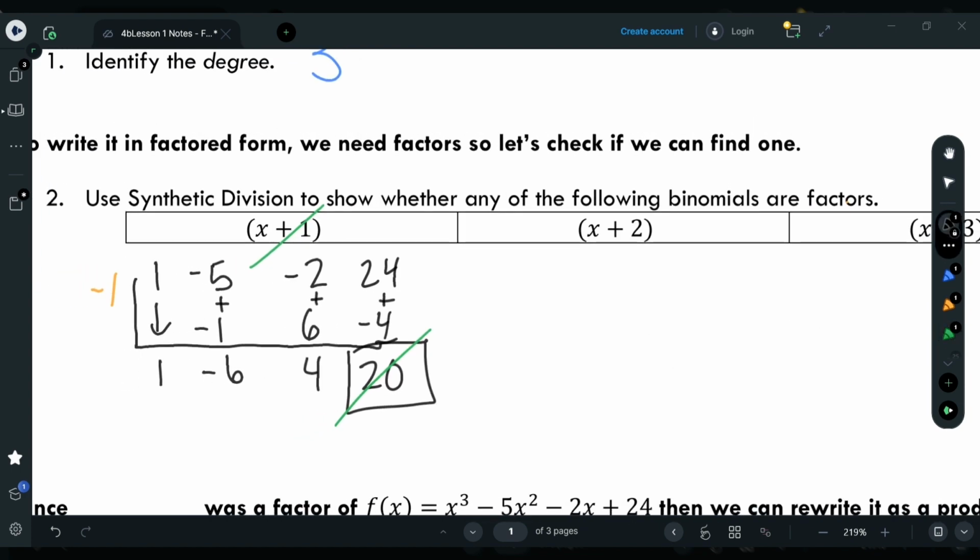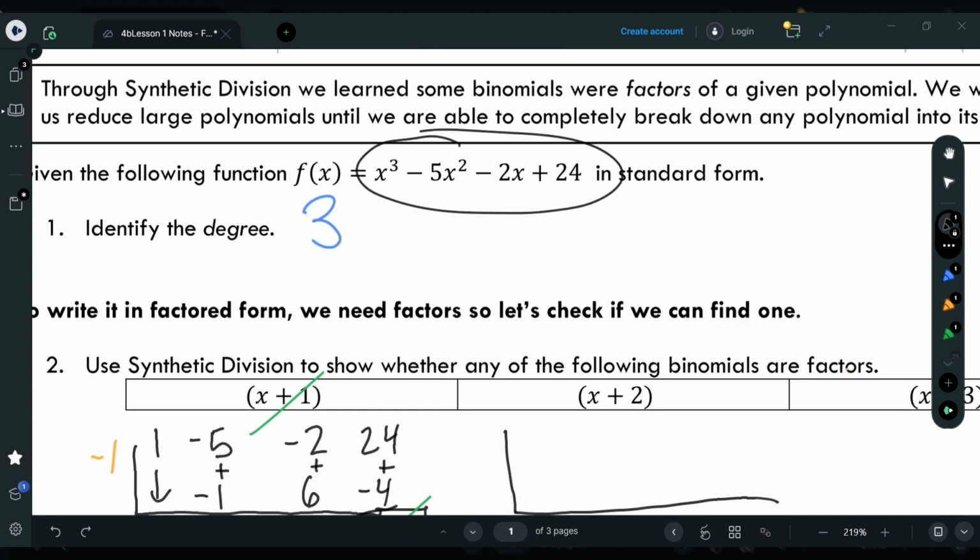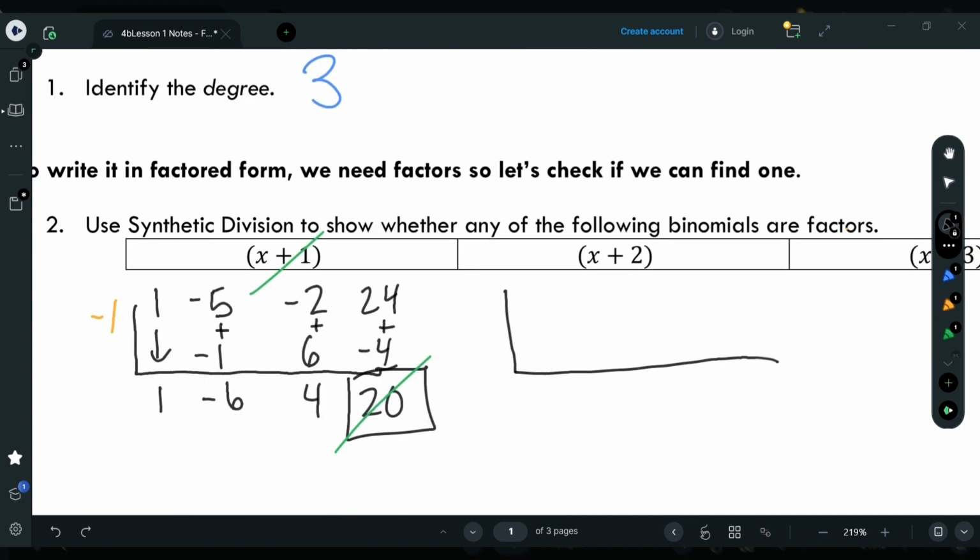So we'll do the same thing here. Now, I can just use these exact same coefficients because we're using the same polynomial. This is the polynomial that we want to factor. Those numbers don't change. 1, -5, -2, 24. Here our k value is going to be a -2. All right, let's give this a try and see what we get. Bring down the 1, add these together, multiply there, we get a positive 14.